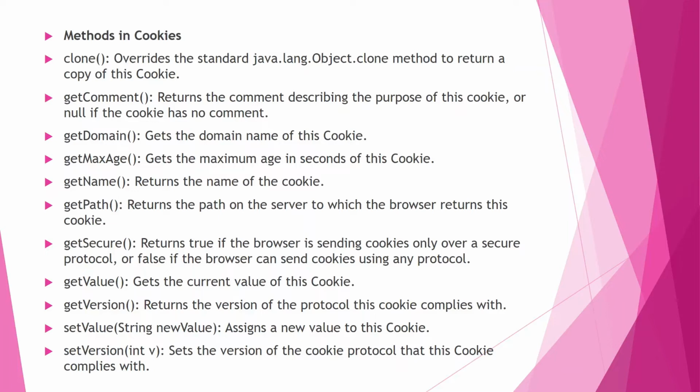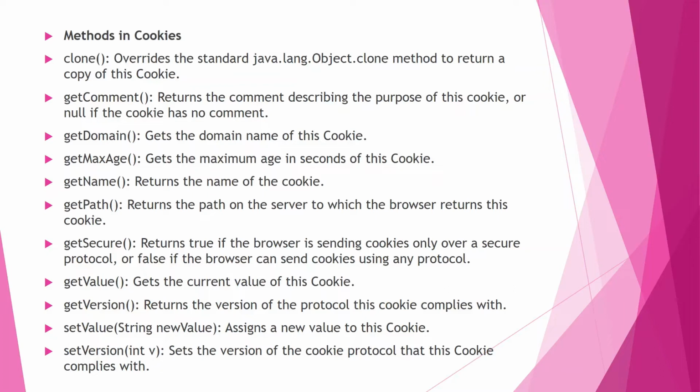Get domain: gets the domain name of this cookie. Get max age: gets the maximum age in seconds of this cookie. Get name: returns the name of the cookie. Get path: returns the path on the server to which the browser returned this cookie. Get secure: returns true if the browser is sending cookies only over a secure protocol, or false if the browser can send cookies using any protocol.